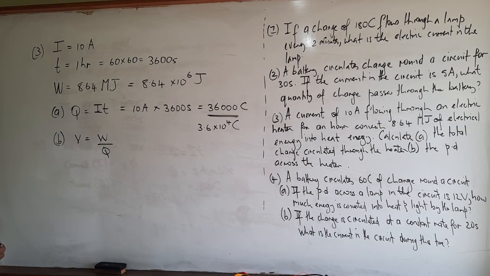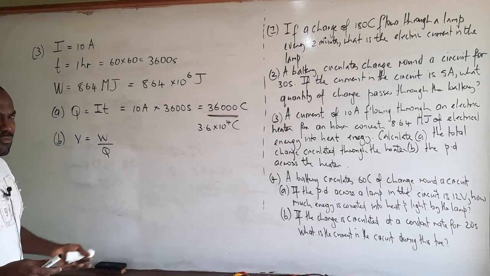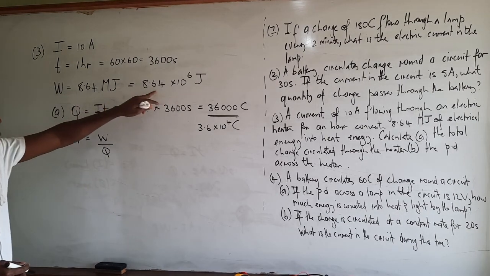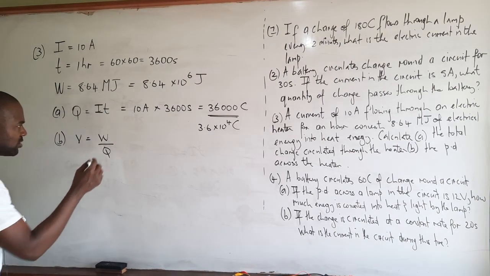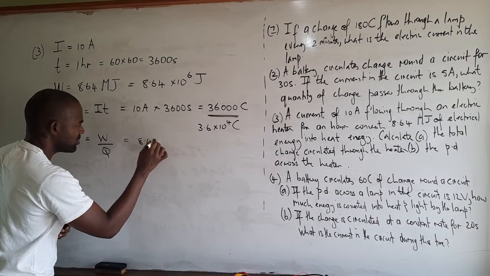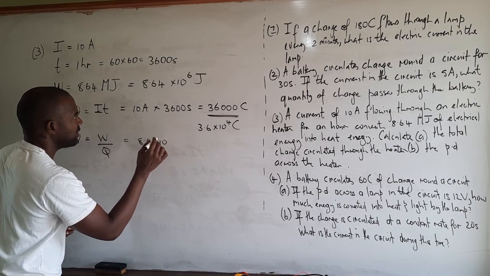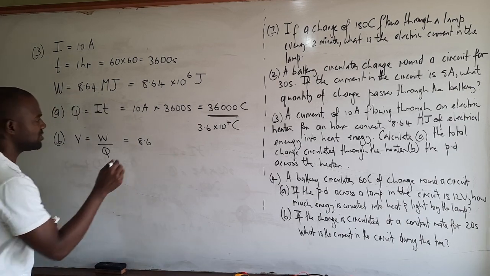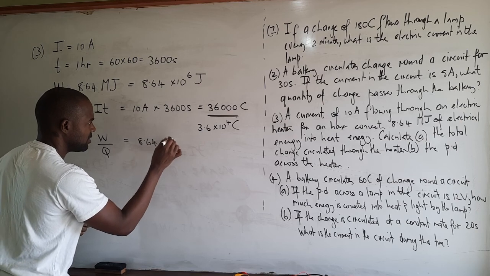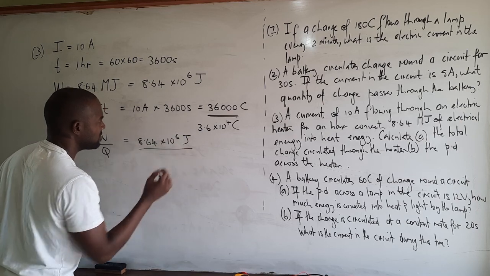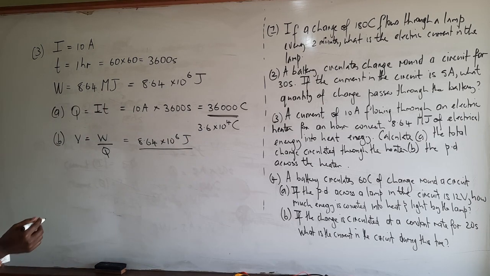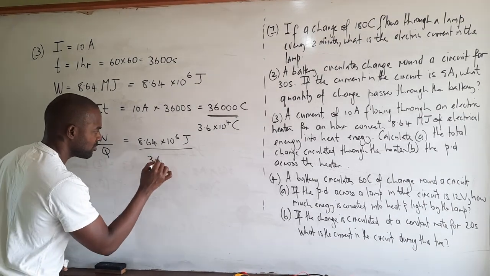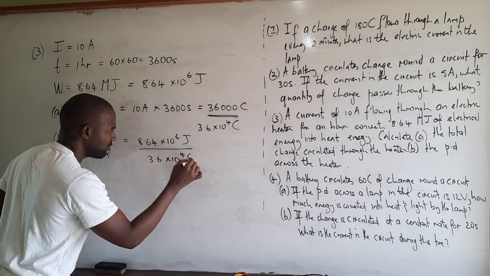Having written down the equation, we can proceed to substituting the values and finding the potential difference. W is 8.64 times 10 to the 6 joules, divided by the charge of 3.6 times 10 to the 4 coulombs.